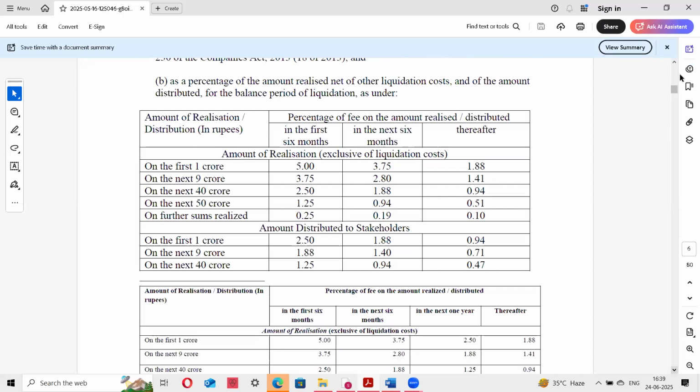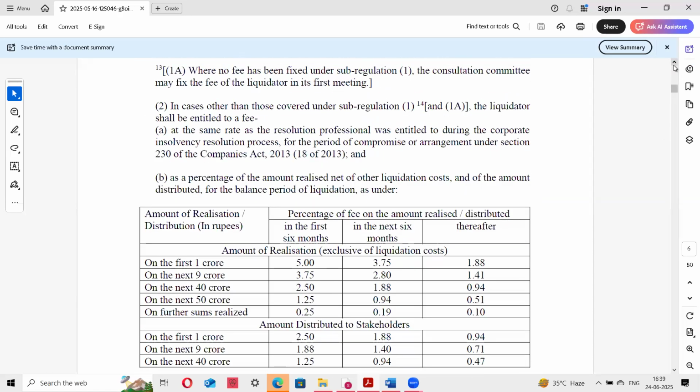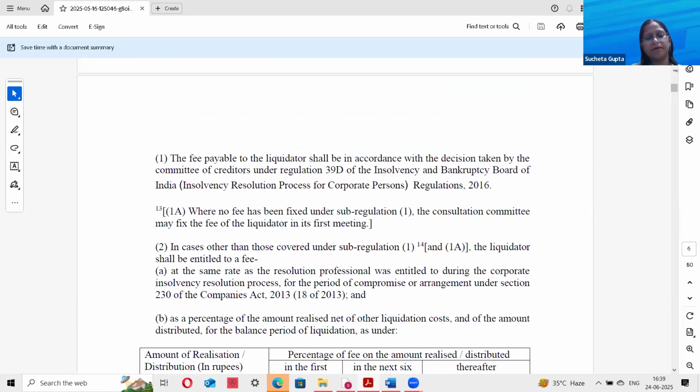There is one issue I want to ask. In the first SCC meeting, the liquidator has to put an agenda for fees. Is it mandatory? Sir, he should mention the fee at least in each meeting. In COC meetings also they have mentioned the fee.